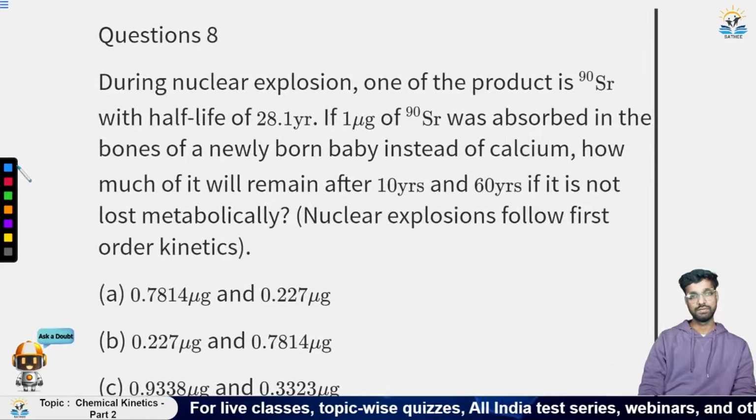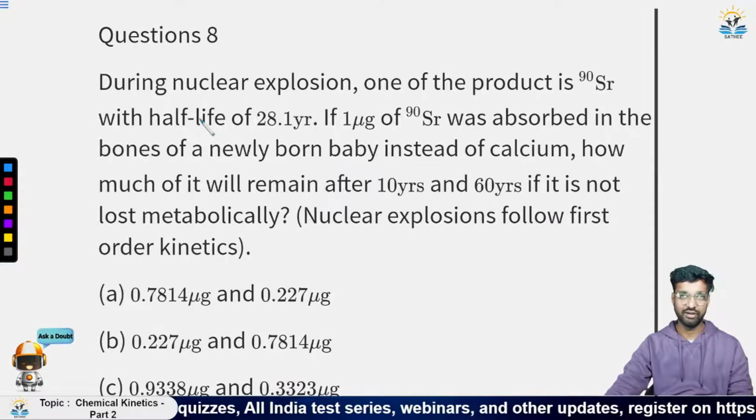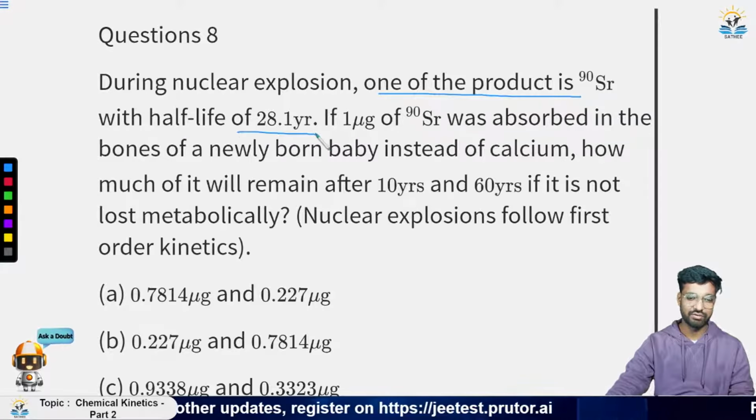So this is a tough question. During a nuclear explosion, one of the products is 90 Sr with half life equal to 28.1 years.